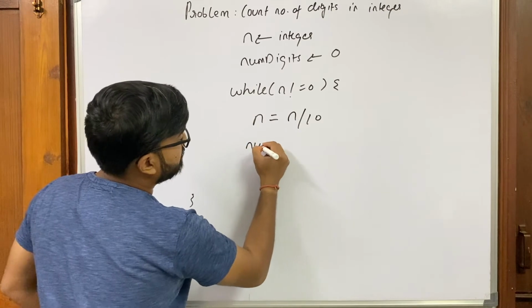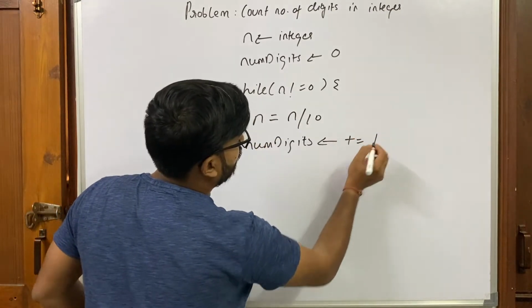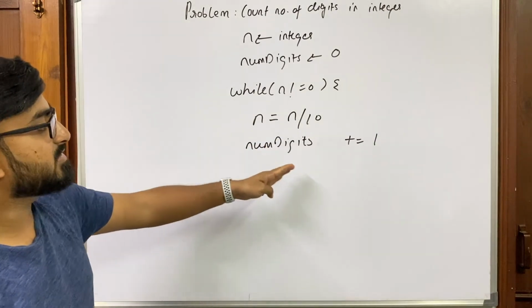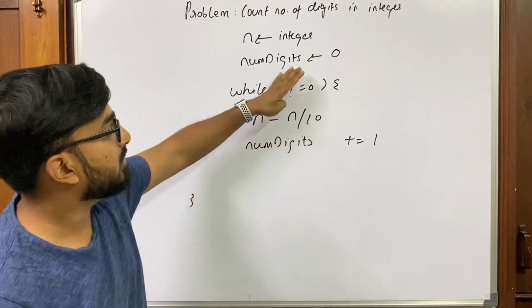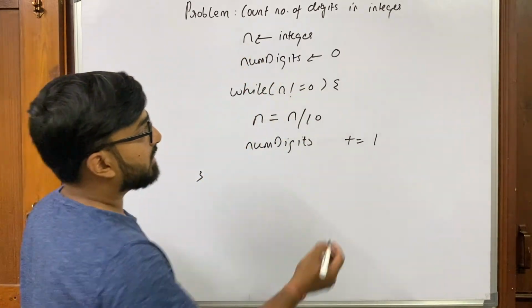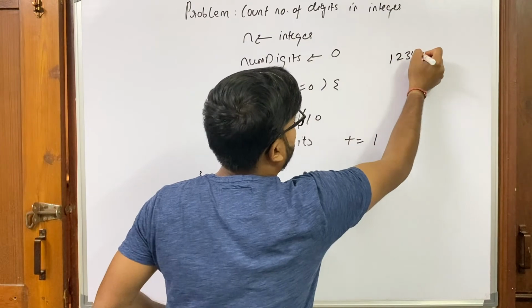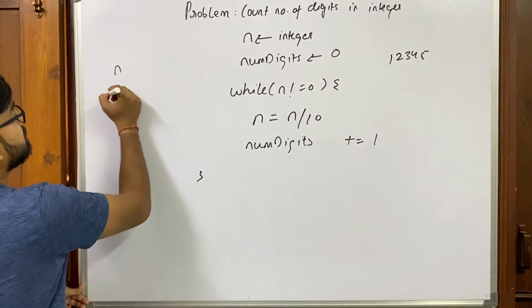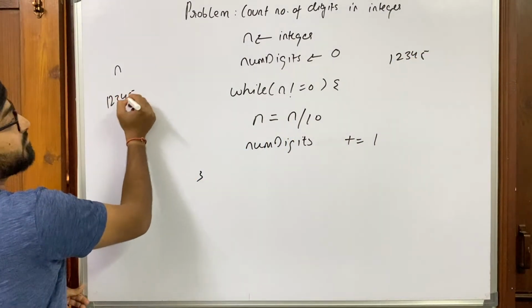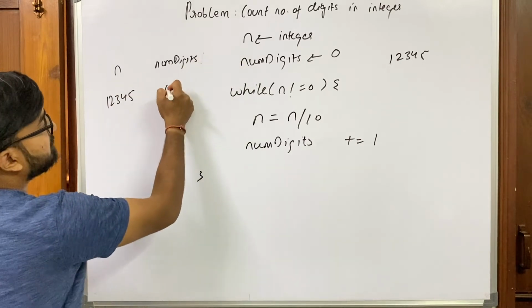And we say num digits plus equal to 1, okay? This finds the number of digits for us in this integer. So let's look at an example, 1, 2, 3, 4, 5. So our n is 1, 2, 3, 4, 5. We have num digits as 0, okay?